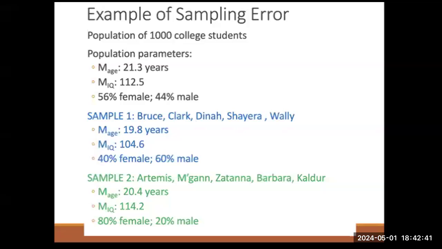Now let's take sample 2: Artemis, McGann, Zatanna, Barbara, and Kaldur. The mean age of this group is 20.4 years, the mean IQ is 114.2, and in this group, we had 80% female and 20% male. So if you are randomly selecting from a population, the likelihood that each sample you collect has exactly the same data as the parameters is almost zero. And because of that, we assume that there will be sampling error.